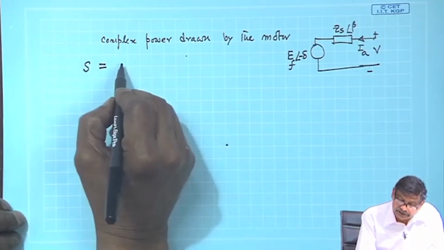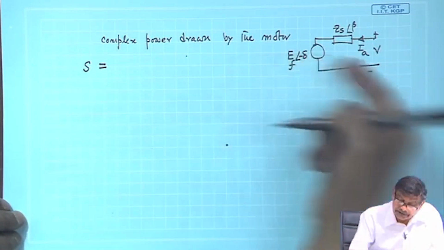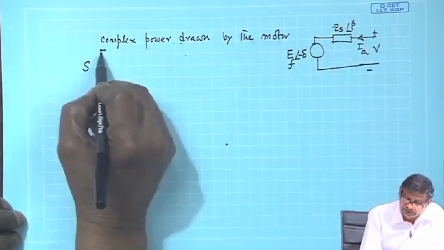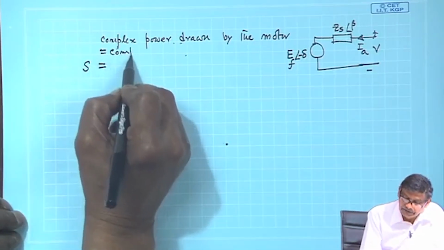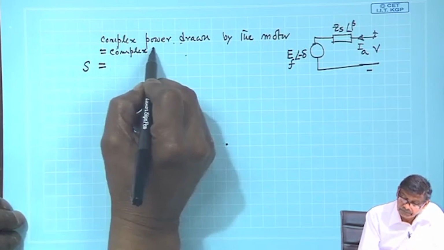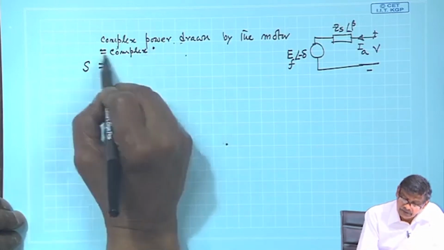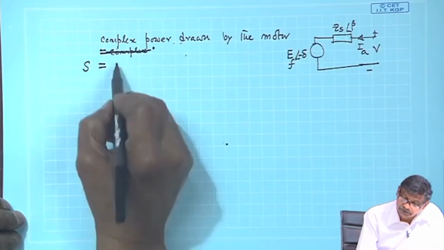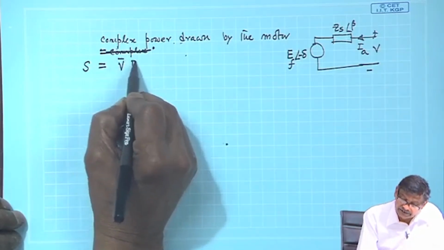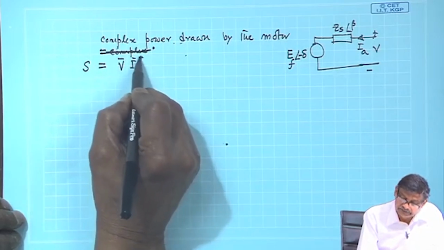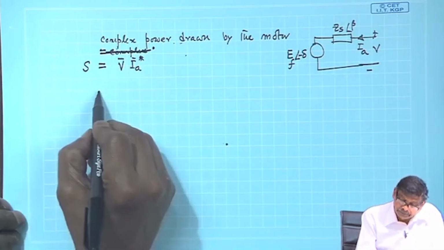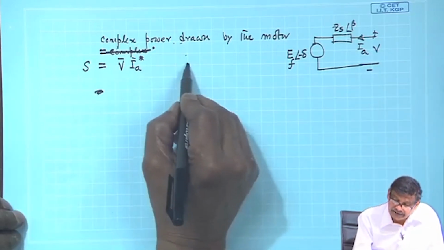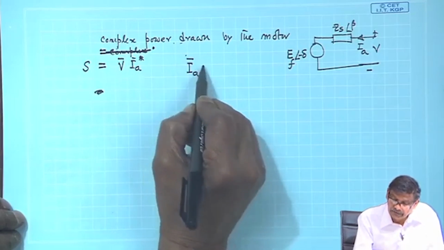Therefore, I will say that the complex power drawn by the motor is equal to the complex power delivered by the source. It will be equal to V I A star. This will be the thing. Now, once again I have to calculate I A star. So, first I calculate I A.